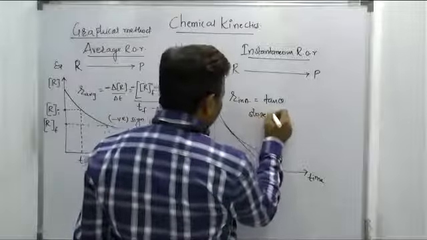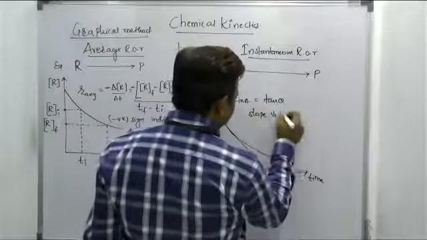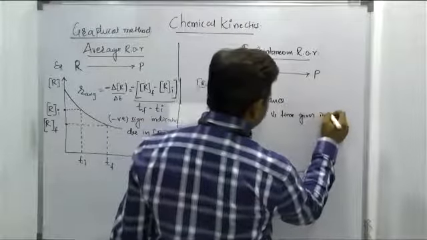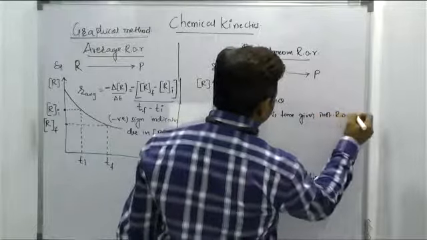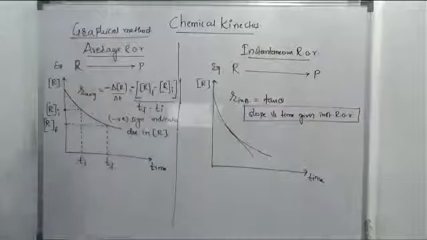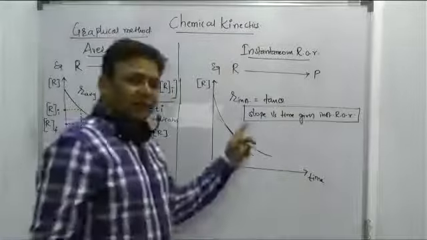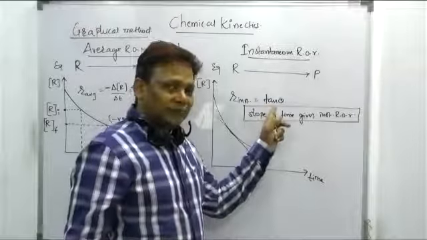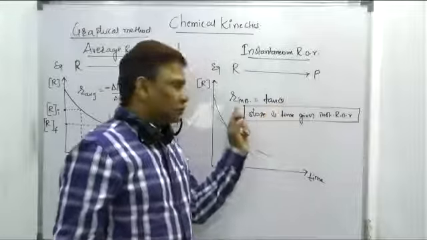Slope versus time, it gives instantaneous ROR. So instantaneous rate can be determined by knowing the slope, and after getting the slope, getting the value of theta, take the value of tan theta. Value of tan theta will give rise to what?